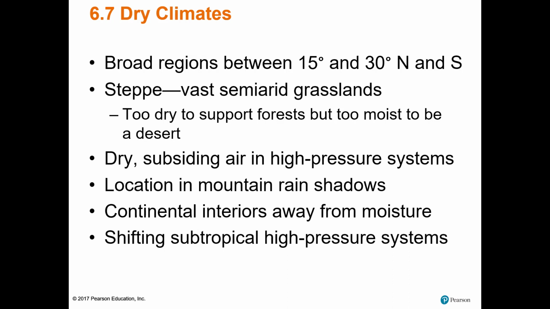Continental interiors away from moisture, and they're shifting subtropical high pressure systems. So I misspoke when I said that there's a lot of vegetation in the rain shadows. I should say that there's a lot of vegetation on the windward side of a mountain, and on the rain shadow side it's very dry. I apologize for that misstatement.